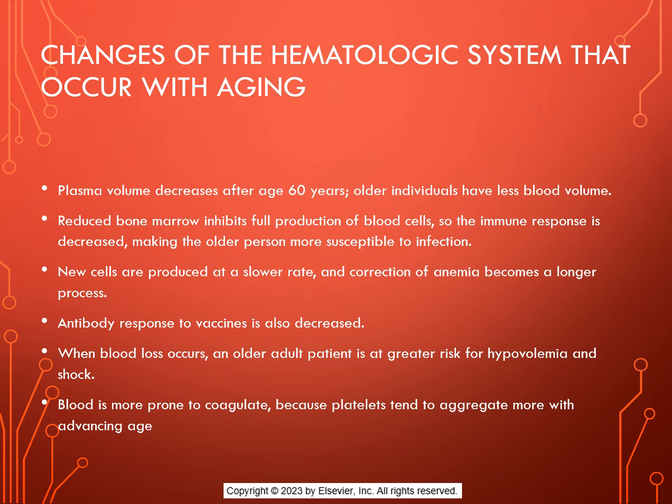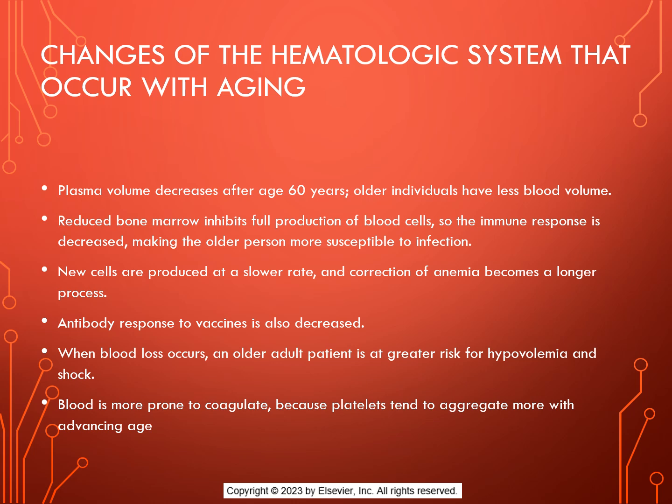Plasma volume decreases after age 60. Older individuals will therefore have less blood volume. Bone marrow activity decreases by about 50% as years advance. The marrow will become infiltrated with fat and fibrotic tissue. Reduced bone marrow will inhibit full production of blood cells, so therefore the immune response is decreased, making the older adult more susceptible to infection.